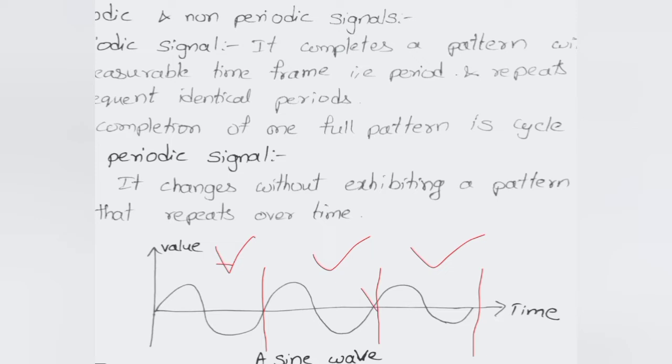The next one is the non-periodic signal. It changes without exhibiting a pattern or cycle that repeats over time. The non-periodic signal is not going to exhibit any pattern. The wave is not going to finish in a particular identical period of time, so it will be in a different format. The pattern is not going to get finished here. There is no cycle, and there is no repetition of a particular pattern in the non-periodic signal. This is one example of a non-periodic signal.